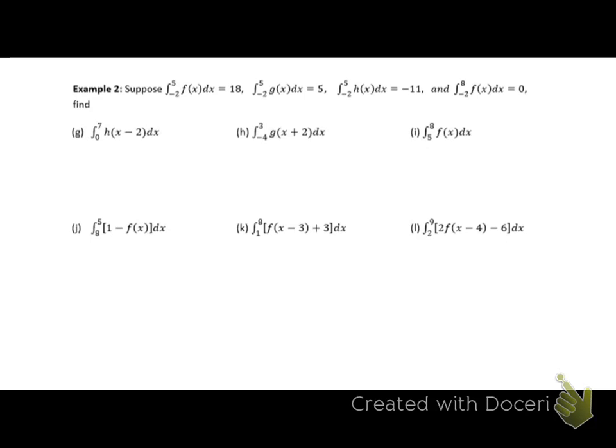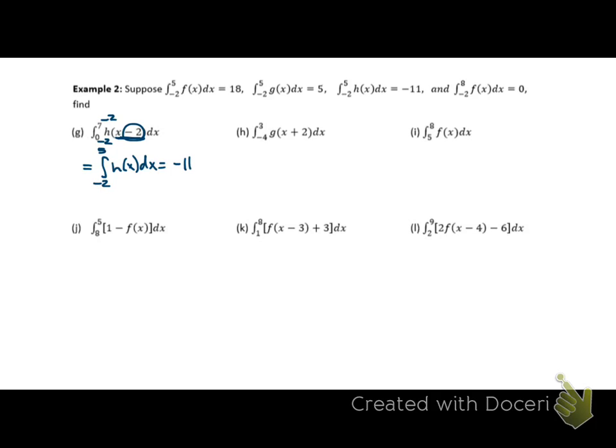For G is the same problem. I just put all the instructions at the top again. For G, now the only thing we know how to do so far is plug in what we see when it's just h of x. This is h of x minus 2. So what we're going to do is take the minus 2 and apply it to the top and the bottom. We're allowed to do that. When we do that, we get the integral from -2 to 5, because 7 minus 2 is 5, of h of x dx, which is just -11.